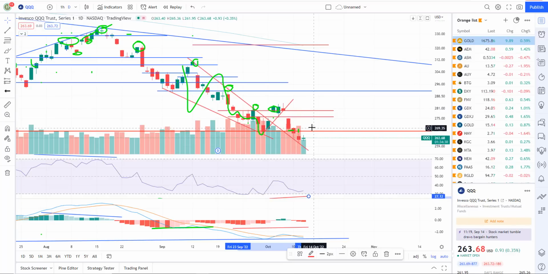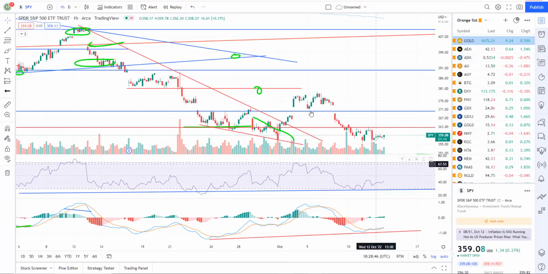If we see a rally after the CPI, and it could be pretty impulsive, we could gap up maybe pretty big, then you're probably going to run right to that 291 area before getting any kind of a pullback. So yeah, that's what I see. I definitely see the potential for a rally here.